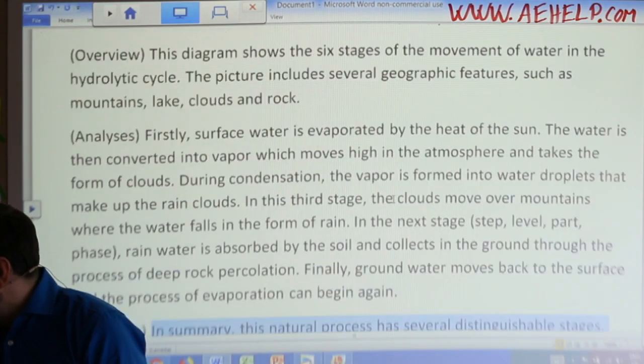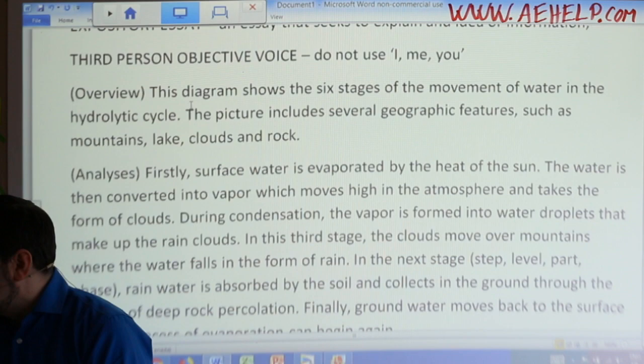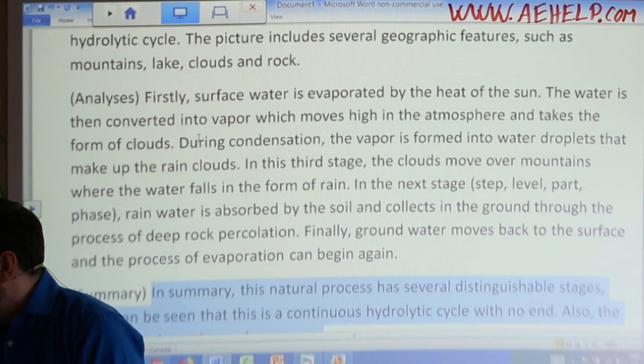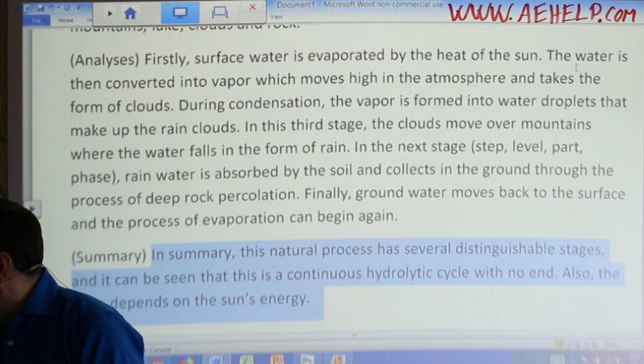So just to recap, the full essay is: this diagram shows the 6 stages of the movement of water in the hydrolytic cycle. The picture includes several geographic features such as mountains, lake, clouds, and rock. Firstly, surface water is evaporated by the heat of the sun. The water is then converted into vapor, which moves high in the atmosphere and takes the form of clouds. During condensation, the vapor is formed into water droplets that make up the rain clouds. In this 3rd stage, the clouds move over mountains where the water falls in the form of rain.